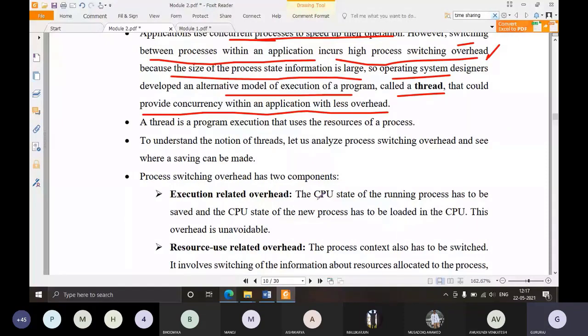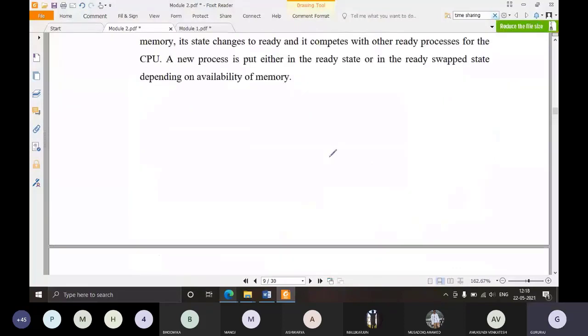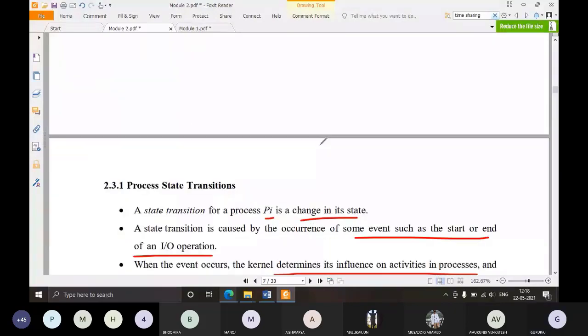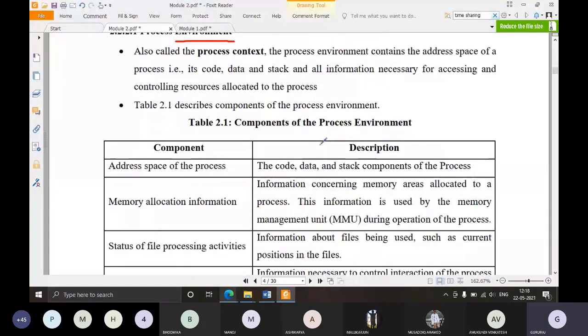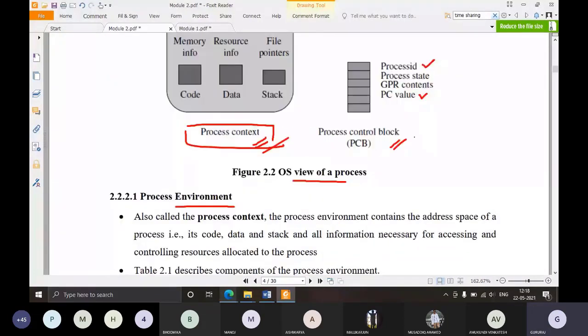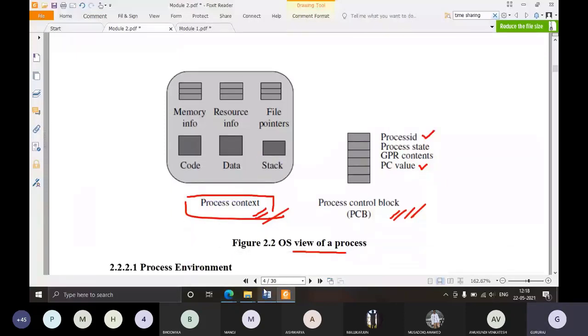A thread is a program execution that uses the resources of a process. A thread will not be allocated separate resources. It will use the same resources that are allocated to the process. Which are those resources? We have already seen the process environment, which consists of the process context and the process control block. The same information and the same resources will be used by the threads of this process.